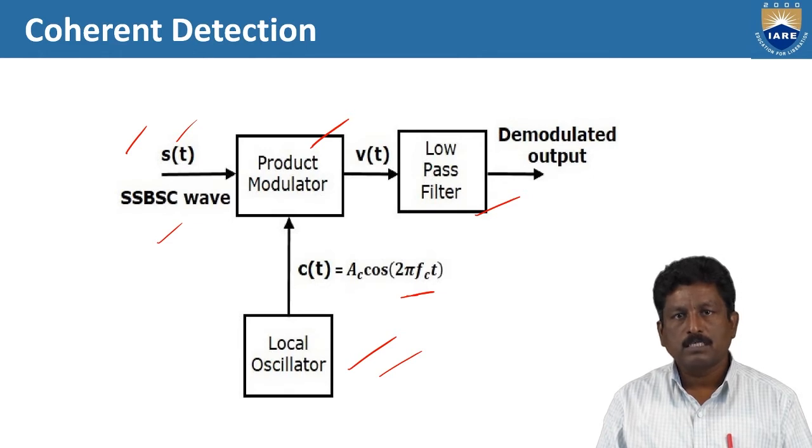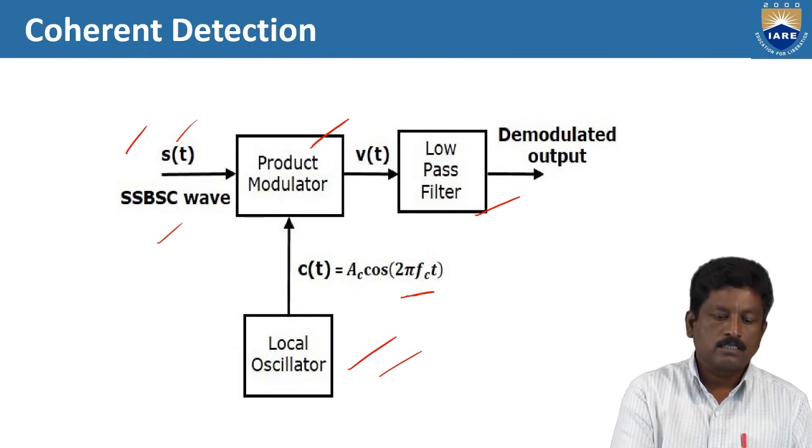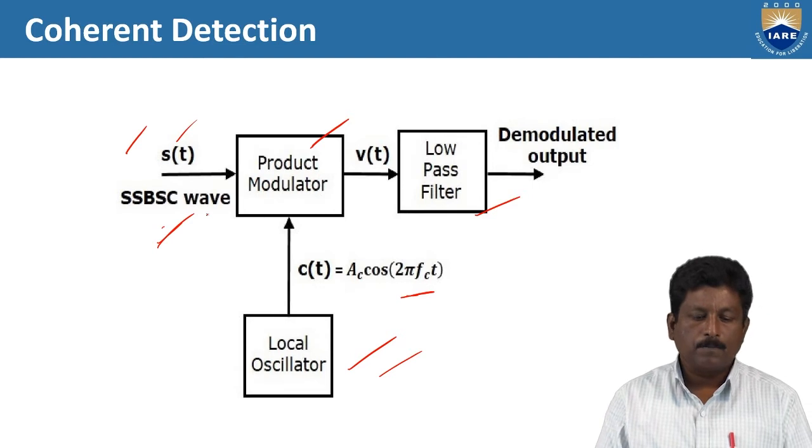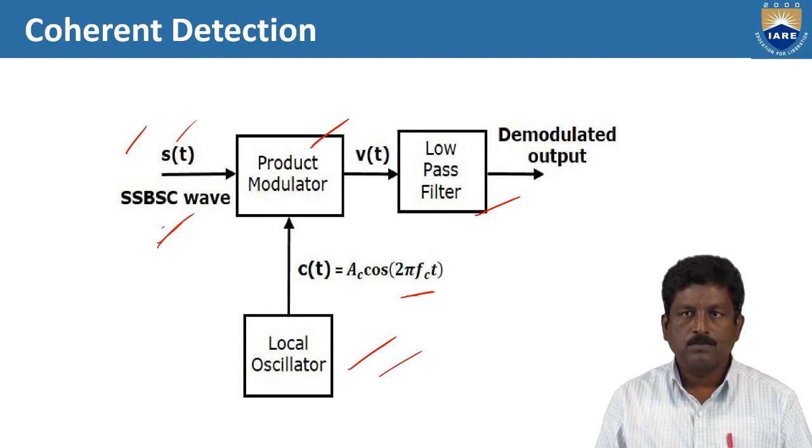Whereas in the SSB, we transmit only one sideband, suppressing the carrier signal and one sideband. Along with the carrier signal, we suppress one sideband also, so it is single sideband suppressed carrier. The received signal may be the upper sideband or lower sideband, depending upon our transmission.